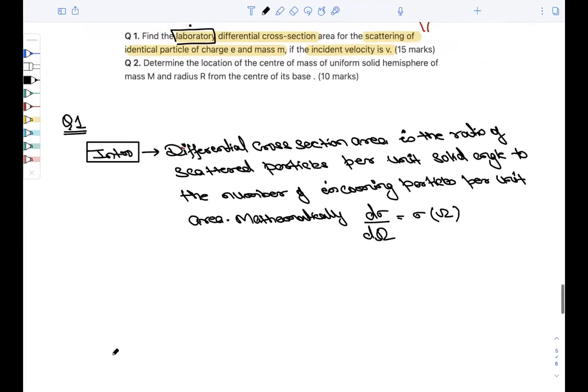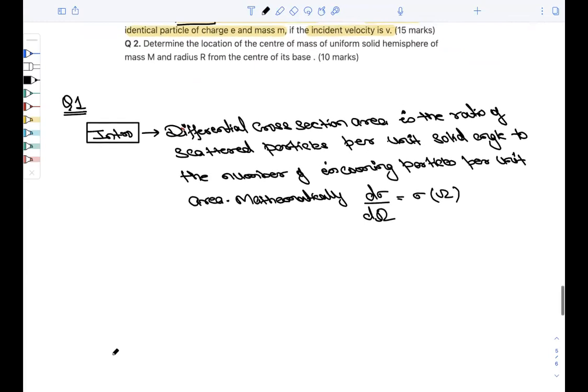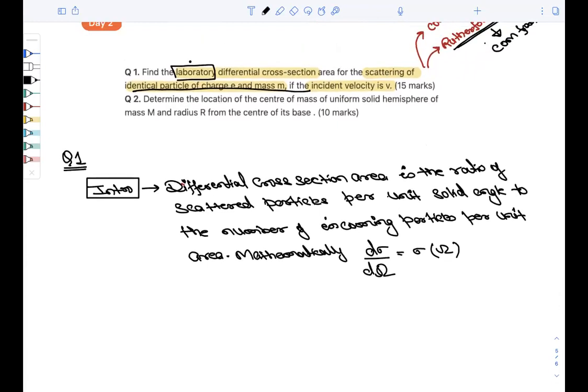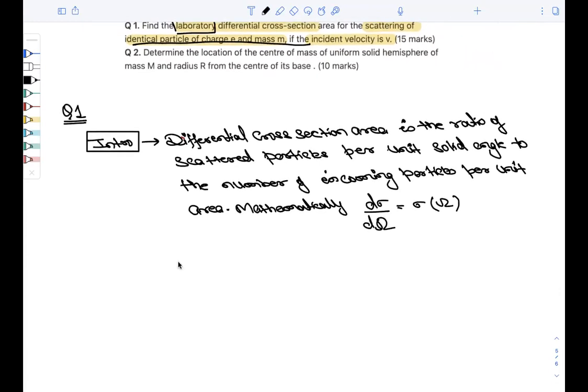Now understand one thing. इसको यहाँ लिख लेते पहले. So if you talk about the laboratory and the center of mass frame, see, this is basically the scattering of identical charged particles, and this we will consider elastic in nature, right? So here, elastic scattering of two identical particles.